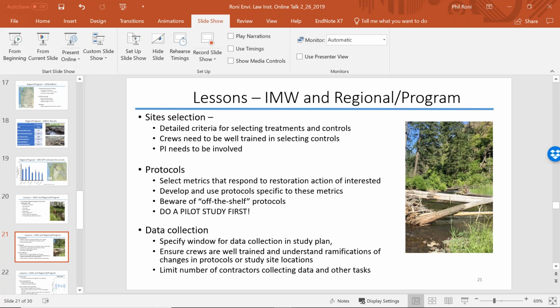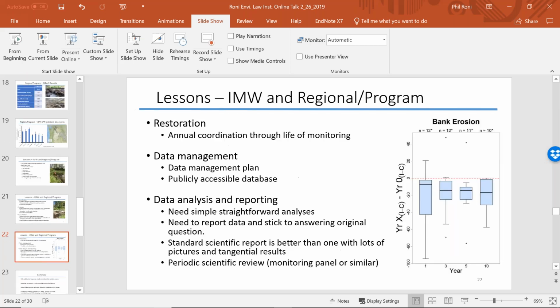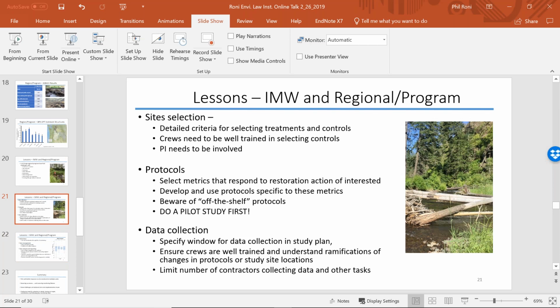The protocols that were selected, in some cases, if they were specifically designed for that type of restoration activity, they seem to work pretty well, but the attempts to use some off-the-shelf protocols haven't worked too well, and in some cases we started monitoring dozens of projects with a protocol that hadn't been tested. So you really got to do some pilots first. There's been a number of data collection issues that have come up through time, and most of these emphasize the need to ensure people are well trained and limit the number of people involved.